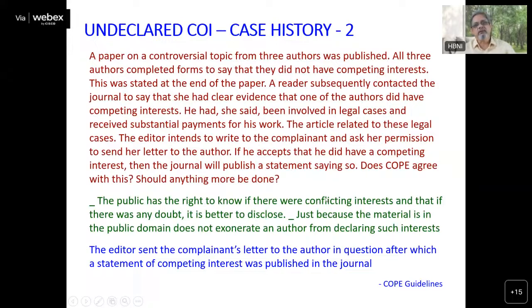Because the public actually has a right to know if there are conflicting interests, and if there was any doubt, it is better to disclose. And just because the material is in the public domain does not exonerate an author from declaring such interests. So the editor finally sent the complainant's letter to the author in question, after which a statement was published in the journal stating that particular author's competing interest.